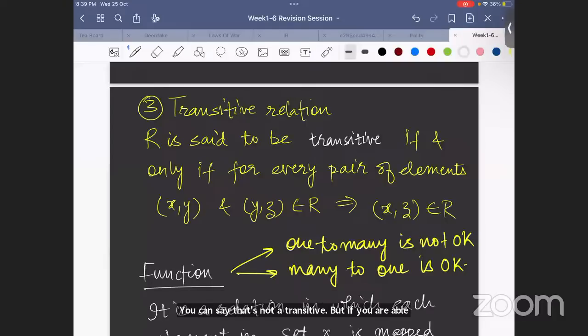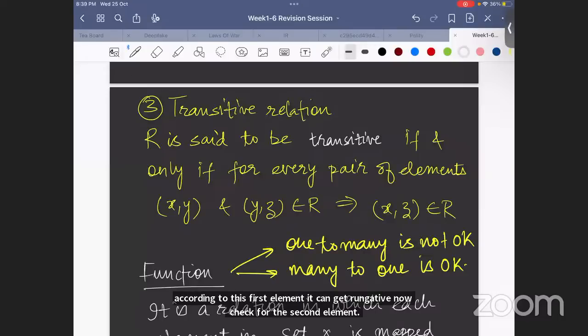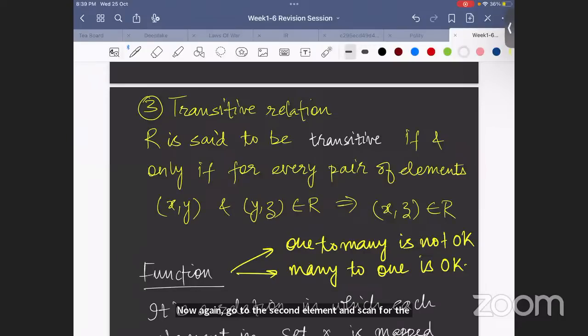Now again, go to the second element and check whether it starts with xy. If it is in the form of xy, check for any other element that starts with y or not. If it starts with y, then check xz. If it's present, then according to the second element, it's transitive. If it's not present, you can say that it's not transitive.